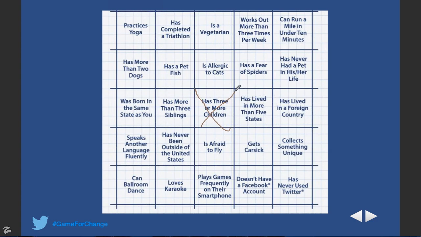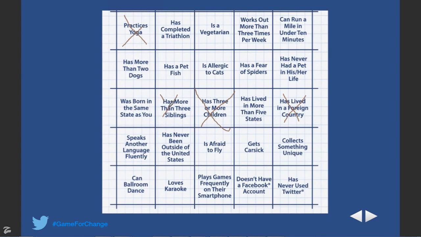I'm going to go ahead and get us started, and I'm going to say that I can mark off that I have three or more children. So I'm going to mark that one off. And so what I want you to do is look at these on screen right now, and type in chat which square I can mark off based on your response. Ready? On your mark? Get set? Go.